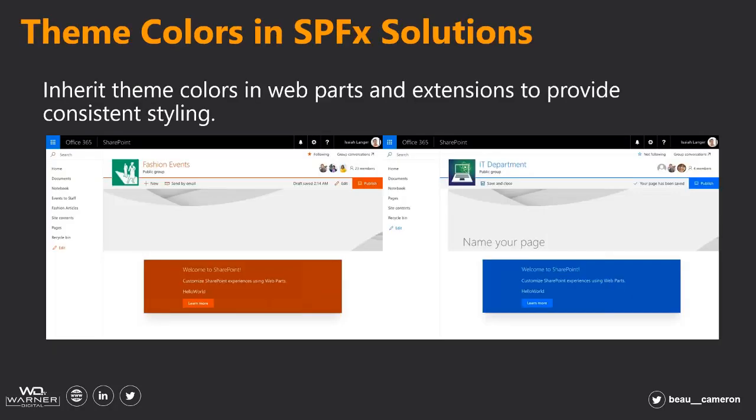All right, development. Now, when you're going in and developing web parts or extensions, you want to be able to inherit the theme colors. In SharePoint Online for Modern Experience, they've done amazing work in conjunction with the Office UI Fabric. So you get absolutely powerful inheritance of theme colors. The setting up a theme within the Modern Experience now is very, very easy to do. And as a developer, you can inherit those theme colors. So in this particular example, you can see that I've got a red theme on the left for this particular site, fashion events. And then on the right, I've got IT department, and it's using a blue theme.